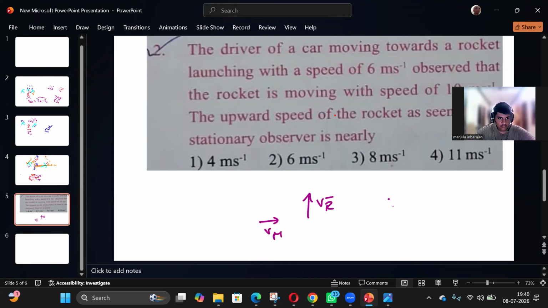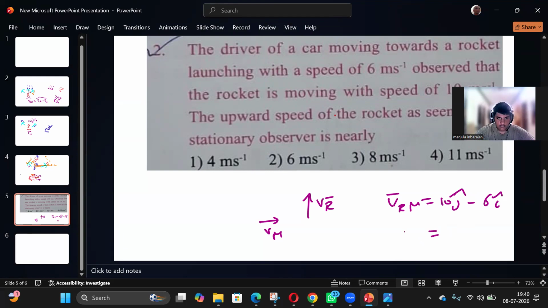Okay, so we have to find the velocity of the rocket with respect to the man. So it's VR minus VM. VR is 6 upwards, so 6 J cap. Sorry, 10 J cap minus the velocity of the man. Let the right side be the positive x-axis, where it is 6 I cap. So this you have to convert to a magnitude.